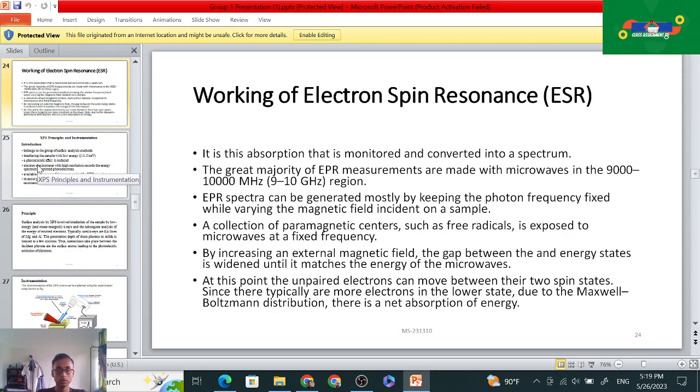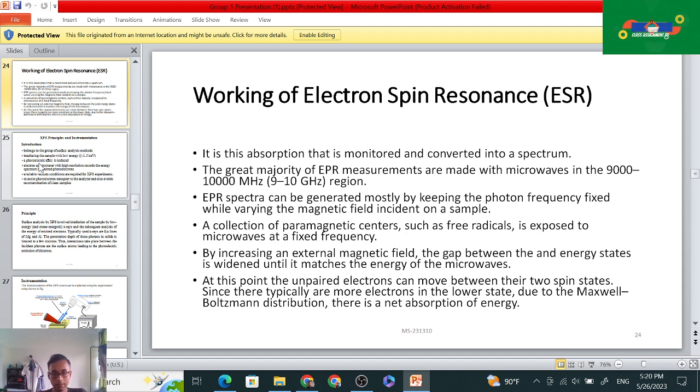Then working of the electron spin resonance, ESR, it is absorbed, it is this absorption that is monitored and converted into a spectrum. The great majority of the EPR measurements are made with the microwaves in 9000 to 10,000 megahertz range. An EPR spectrum can be generated mostly by keeping the photon frequency fixed while varying the magnetic field incident on a sample. A collection of paramagnetic centers such as the free radicals is exposed to microwaves at a fixed frequency.